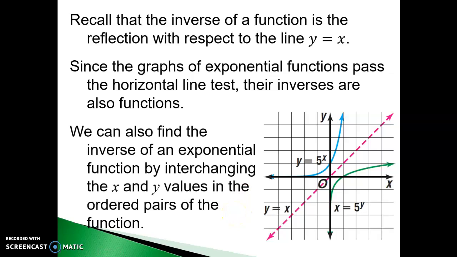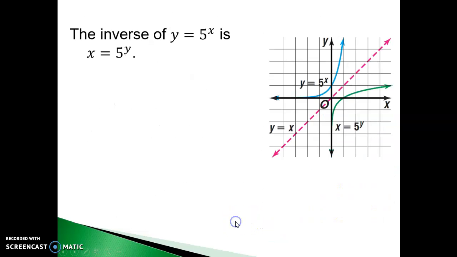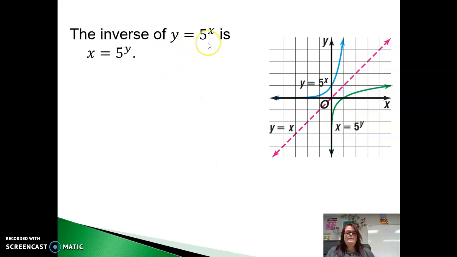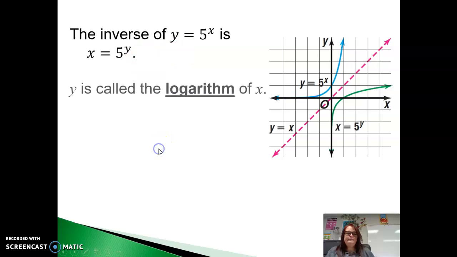We can also find the inverse of an exponential function by interchanging the x and y values in the ordered pairs of the function. So notice this graph said y is equal to 5 to the x. This graph is saying x is equal to 5 to the y power. So that's why we say that the inverse of y is equal to 5 to the x is x is equal to 5 to the y. And y in that second equation is called the logarithm of x.